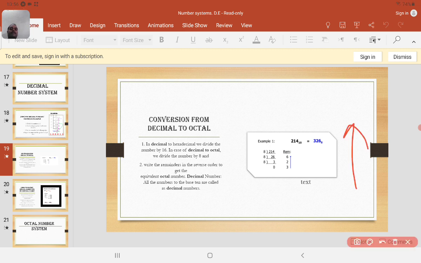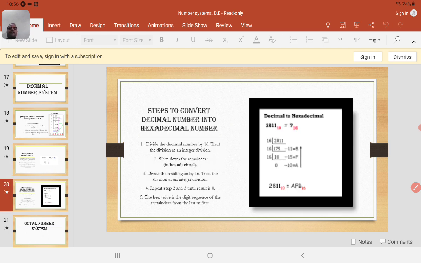Next we divide 26 by 8, that is 8 threes are 24, so in this case the remainder is 2. We cannot divide the number 3 further, so we write just 0 as the quotient and 3 is the remainder. In this case also we write the resultant octal number from downwards to upwards. The last remainder goes first and the first remainder goes last. So 326 base 8 is the resultant octal number for the problem 214 base 10. That means decimal to octal conversion.